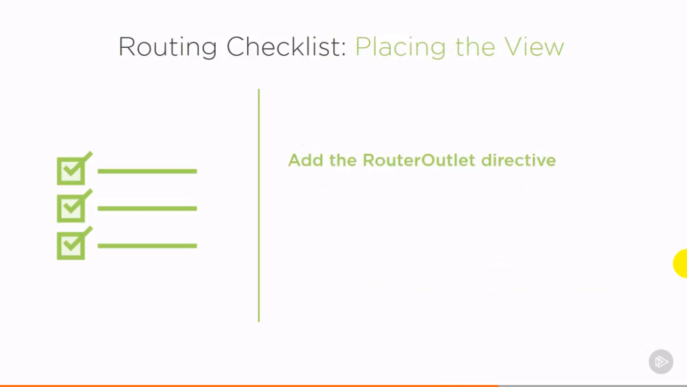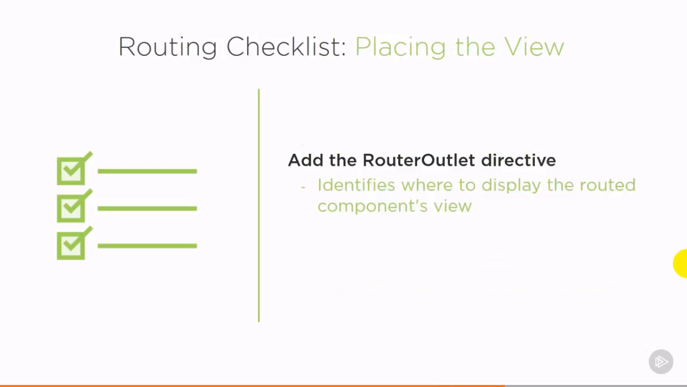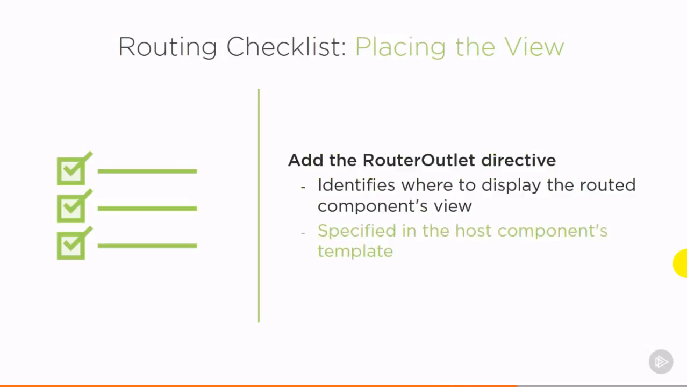Use the router outlet to identify where to display the routed component's view. This is most often specified in the host component template. When a route is activated, the route component's view is displayed at the location of the router outlet.